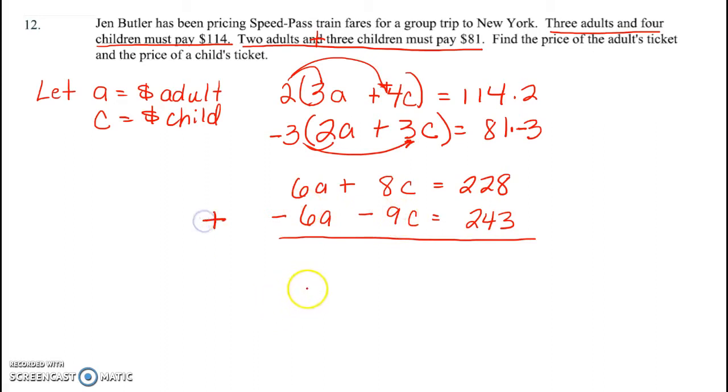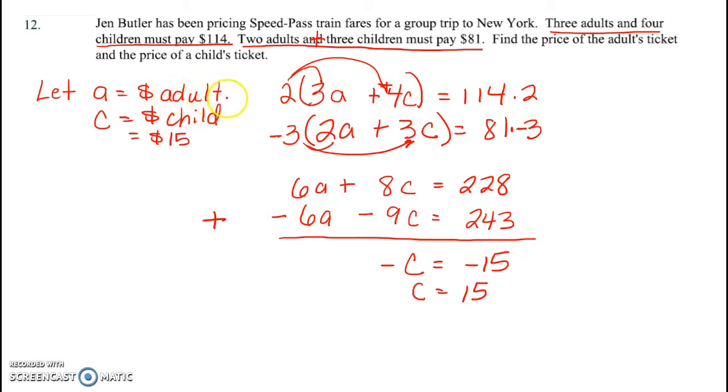Now I can add them both together. 6A plus a -6A, they cancel each other out. Right here, 8C minus 9C is a -C. And then 228 minus 243 gives me -15. Divide both of these by -1, and C equals 15. So the child ticket equals $15.